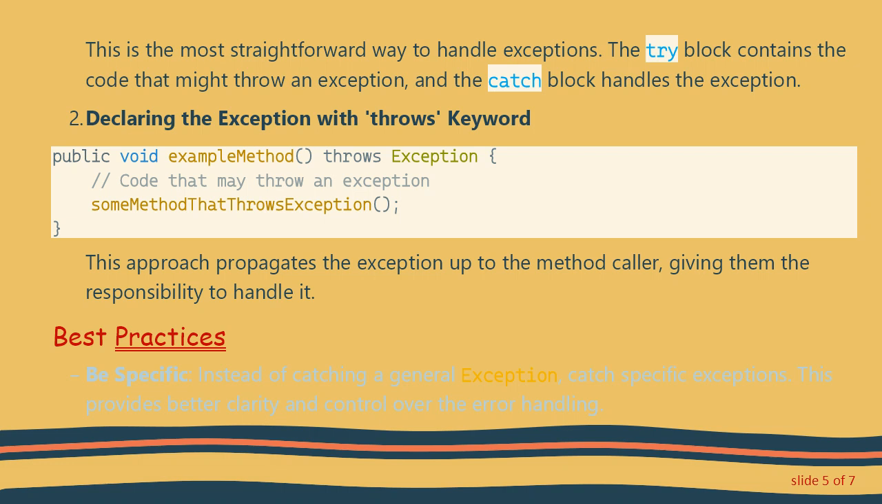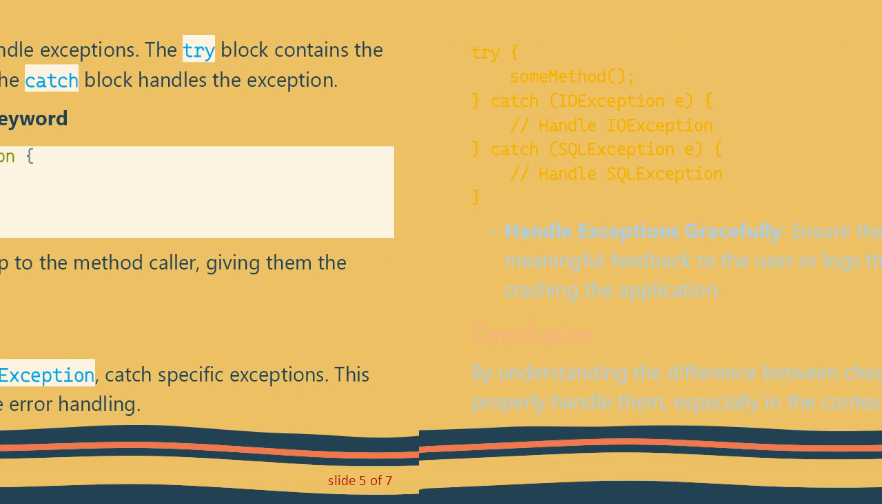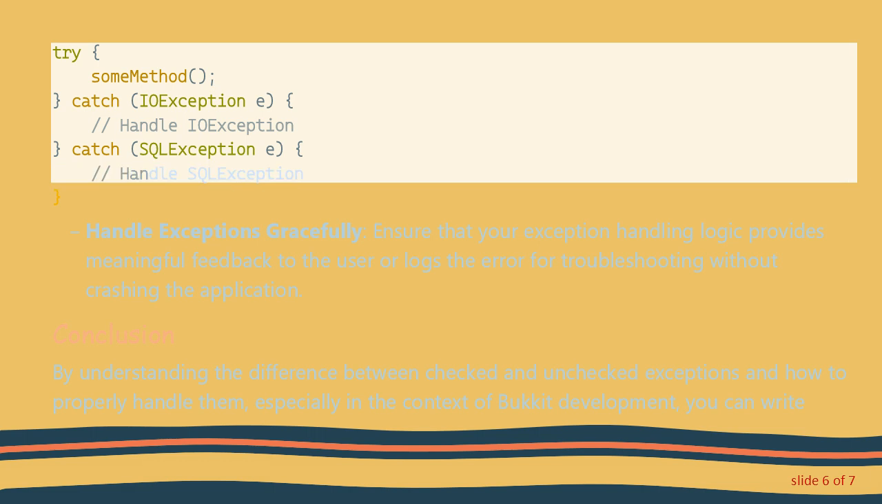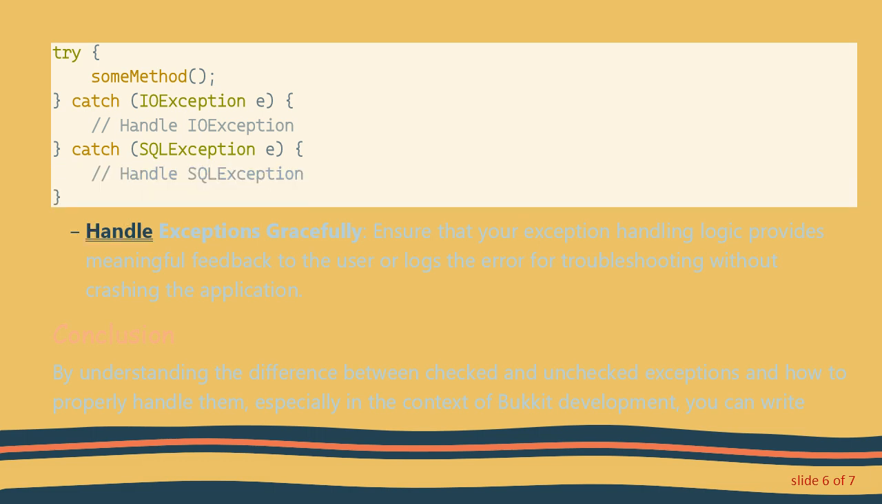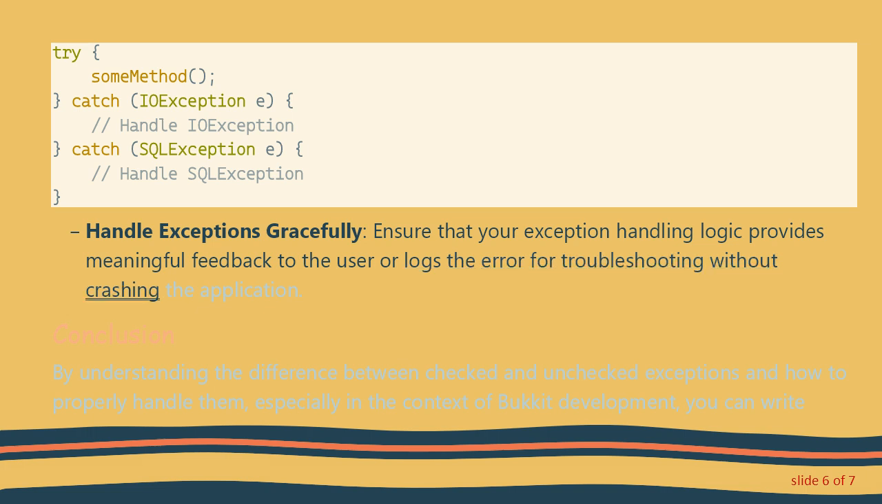Best practices. Be specific. Instead of catching a general exception, catch specific exceptions. This provides better clarity and control over the error handling. Handle exceptions gracefully. Ensure that your exception handling logic provides meaningful feedback to the user or logs the error for troubleshooting without crashing the application.